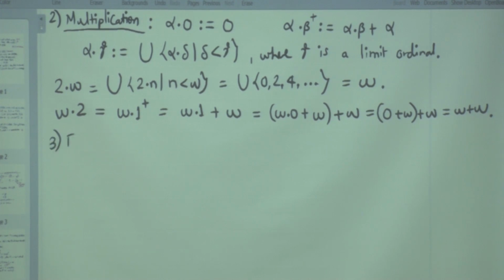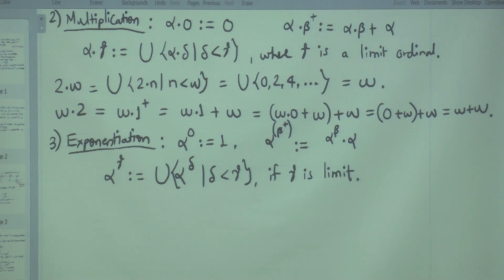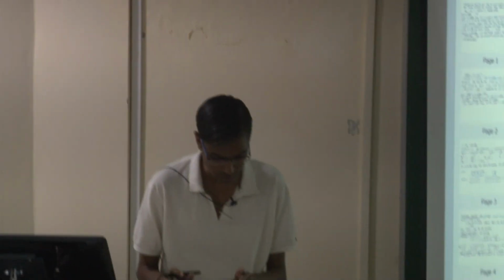Finally, exponentiation. What will be alpha to the power 0? 1. Alpha to the power beta plus? Very good, alpha to the power beta dot alpha. So we always use the previously defined operation to define the new one. And what will be alpha to the power gamma? Union of alpha to the power delta such that delta is less than gamma, if gamma is a limit. Well, let's not look at any examples, but you sort of get the feel. I have given you lots of questions in the assignment to compute certain ordinals and simplify them, so that you will get used to these things.